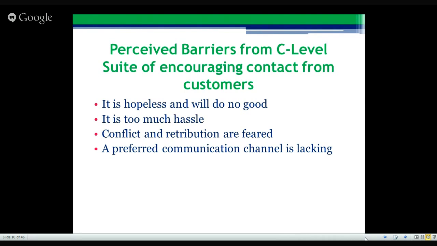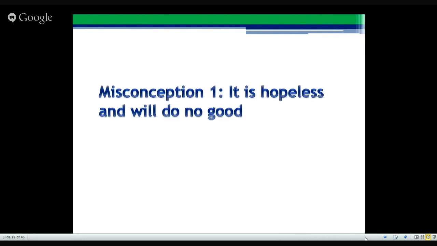They say it's hopeless, it won't do any good, it's too much of a hassle. We don't want the conflict, and retribution is feared, and then they don't really have a preferred communication channel. It's not out there. So we're going to talk about how to remedy this and why these are so important. So misconception one is hopeless and will do no good.